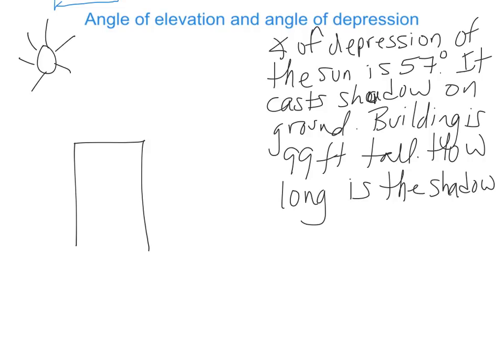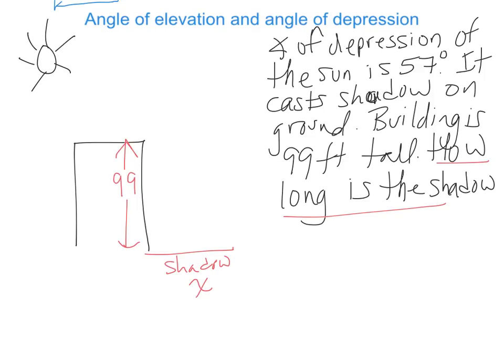Okay, so in our picture, let's put some things in. We know that this building here is 99 feet tall. That goes from here to there. We know that this here is the shadow. We are looking for that, right? How long is the shadow on the ground? So I'm going to call that X. And now here's the angle of depression. That's the whole reason why we're doing this.